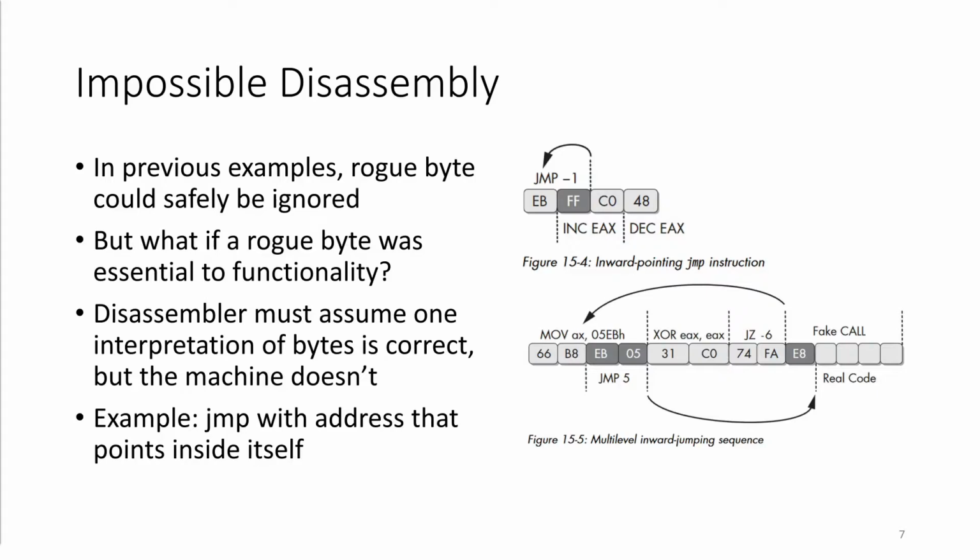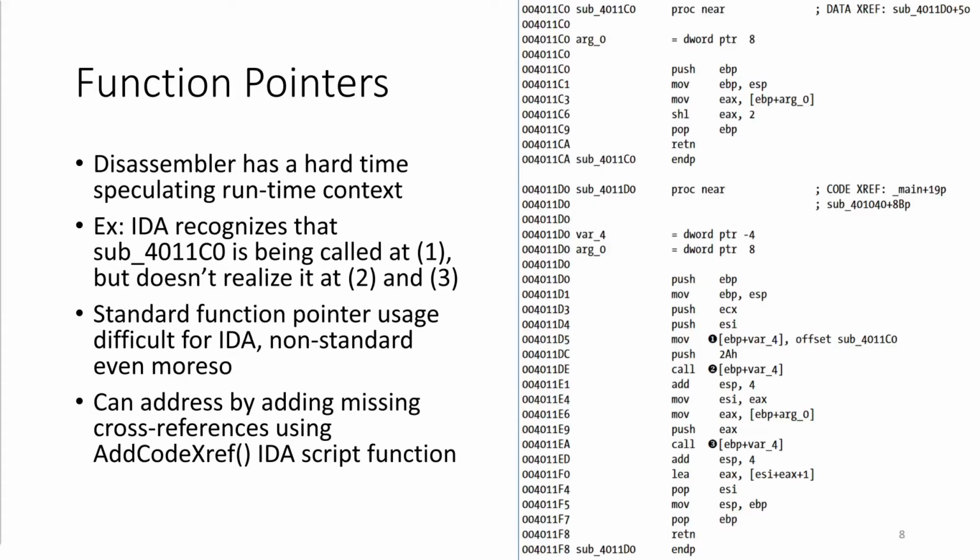This can get rather complicated, as can be seen in figure 15-5's multi-level inward jumping sequence. To fix issues like these and continue analysis, you need to carefully consider the effect these have when actually running, then either convert bytes to data or convert them to no-ops so that the flow of disassembly and the functionality of the program are preserved. The next few anti-disassembly techniques I'll discuss work by obscuring the control flow of the binary that's being analyzed.